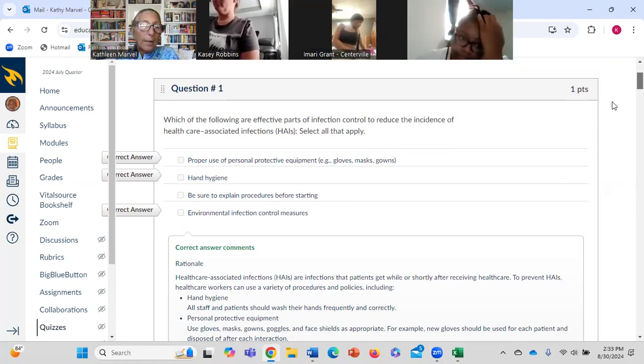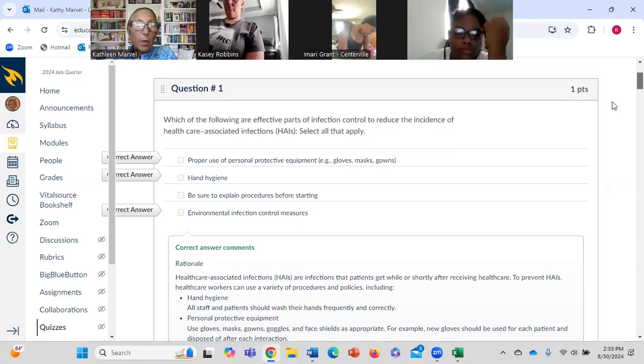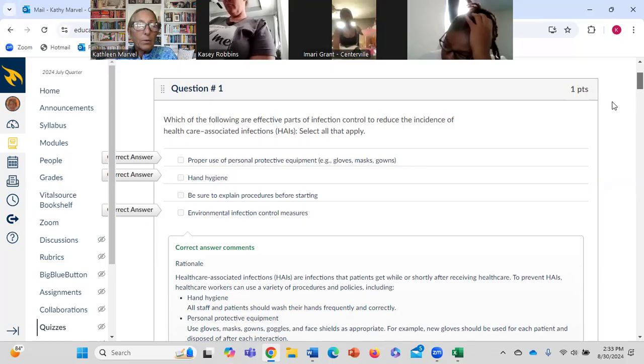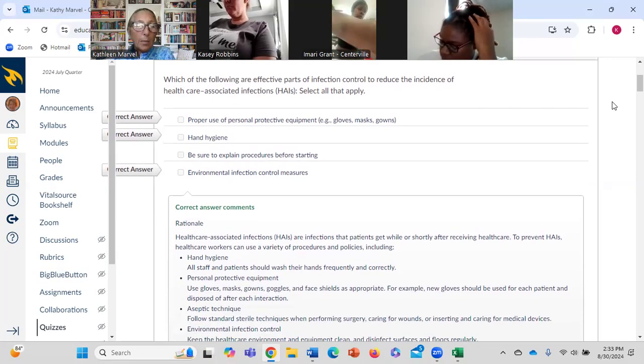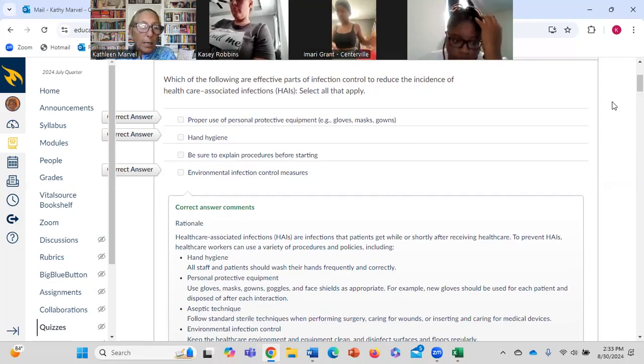Okay, so which of the following are effective parts of infection control to reduce the incidence of the healthcare associated infections? We call those HAIs. Select all that apply. So we know that PPE, proper use of PPE, good hand hygiene, and whatever the environment you're in, whatever their environmental infection control measures are, their guidelines. Okay, we don't need to be explaining procedures before starting. So if anybody checked that, that's incorrect.